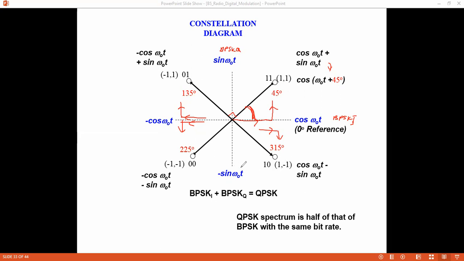If we consider the same bit rate and compare BPSK and QPSK, then the spectrum of QPSK is half of the BPSK. So this is the constellation diagram of QPSK signals. I hope you can understand the constellation diagram and can reproduce it whenever it's necessary.